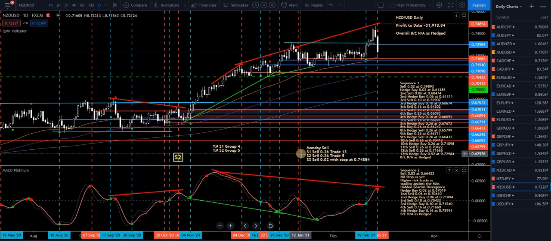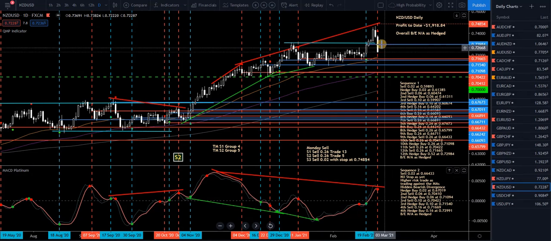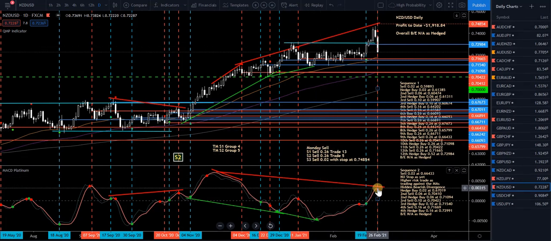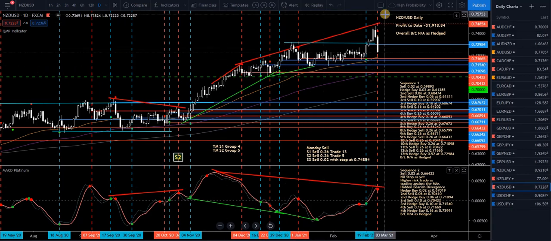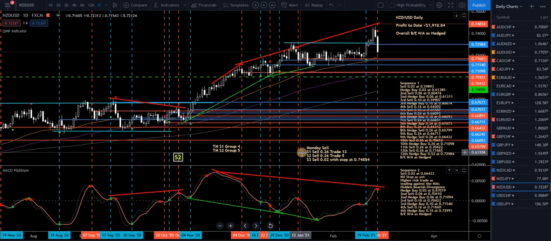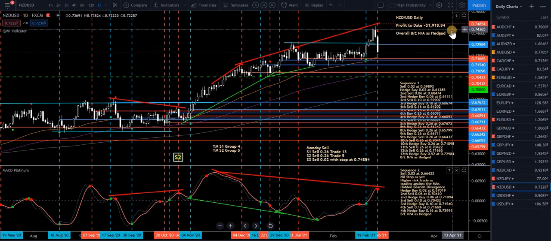So Monday, here we go. There's a sell, which we can see. Because I'm in these sequences, I have to take the trade. MACD Platinum's above the zero level, which is good. Regular bearish divergence, like a lot of these pairs. So sequence 1, sell, trade 13. Sequence 2, sell, trade 5. Sequence 3, high risk, new sell trade with a stop in place at 74,854. So stop on the red dotted line.